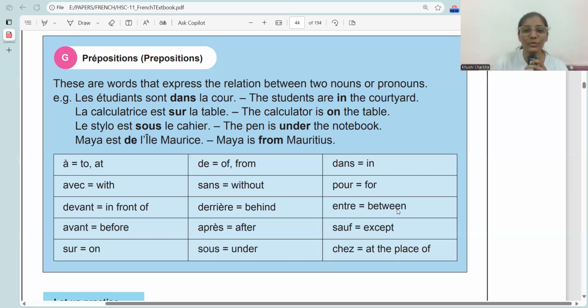We'll repeat the first column again. A means to or at. Avec means with. Devant means in front of. Avant means before. And sur means on.